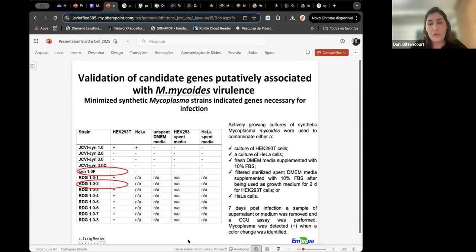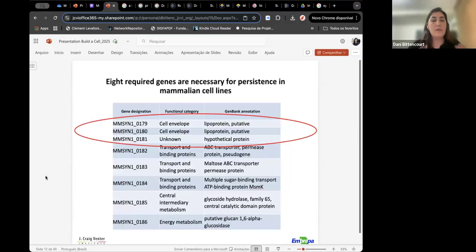So what we've done was to look at different cells that had different genome sizes, which were built during the genome minimization process. And then we found two genomes, which were syn1.1F and the RDG 1.2. And what we found interesting was what was missing in these genomes. In the case of syn1.1F, we only had this cluster missing, from gene 179 up to 186.